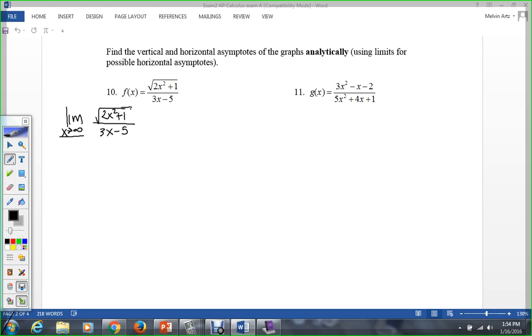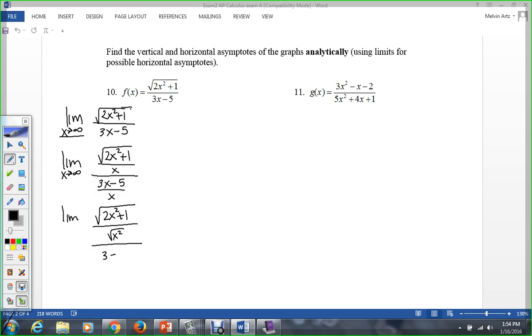Now when we're working with an infinite limit here, we know that we can divide by the highest power of the denominator. So we would divide everything by x, the numerator and the denominator. Now to get that x up under the square root, we're going to change it to the square root of x squared. And I'm just going to go ahead and divide 3x by x and 5 by x.